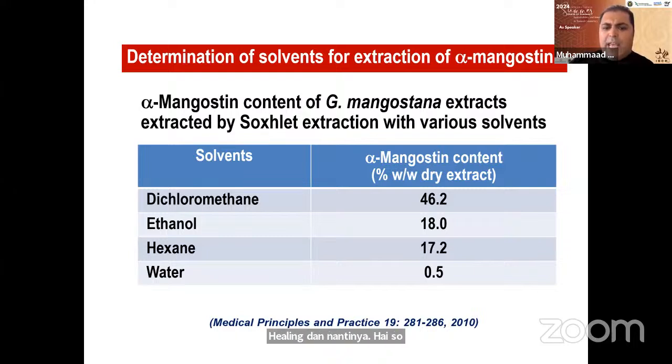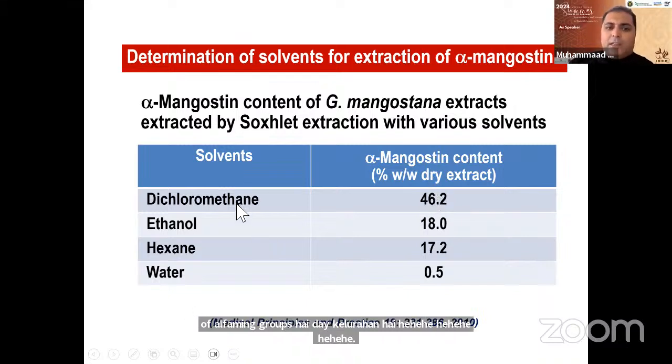So in our lab previously, when I was doing my PhD in Thailand, one of my colleagues was working with this material, and he determined the suitable solvent for extraction of alpha mangosteen. You can see in the table that dichloromethane has the highest yield of alpha mangosteen content.